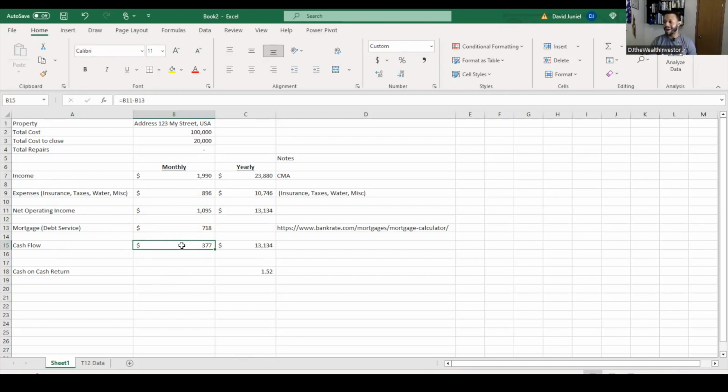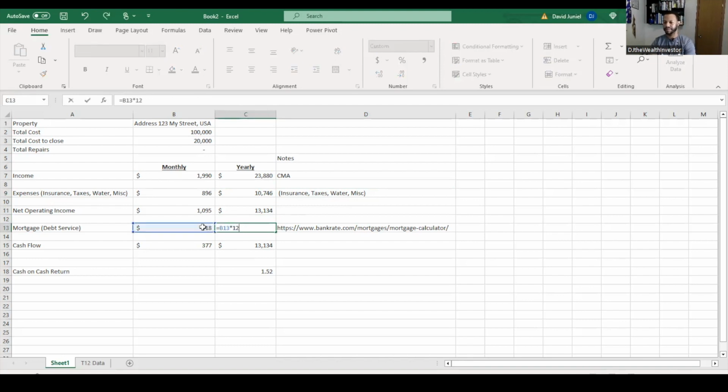Before I go into my recommendation, let's just finish the math here first. So on a yearly basis, you would just do whatever the monthly is times 12 all the way down. So our gross income is about $24,000. Expenses then about close to 11. And again, that's including all your major stuff like insurance, taxes, water, repairs. Net operating income for the year is about $13,000. You subtract off your debt service.